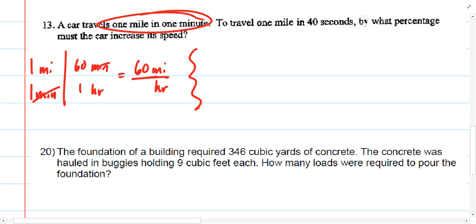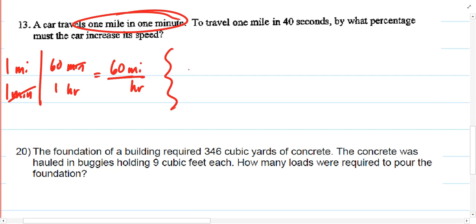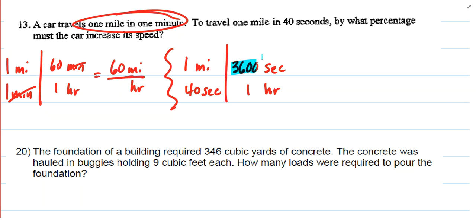To travel 1 mile in 40 seconds, by what percentage must the car increase its speed? Okay, well, that's kind of interesting. Let's now travel 1 mile, only this time in 40 seconds. So let's make this quick conversion. There are 3,600 seconds in 1 hour. Now, this is a conversion factor I've just picked up on by multiplying 60 minutes per hour times 60 seconds per minute. It always ends up being 3,600.